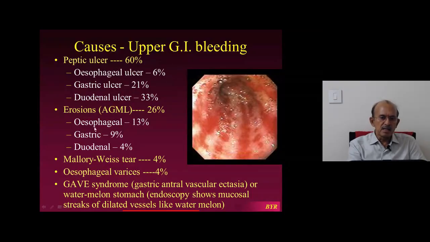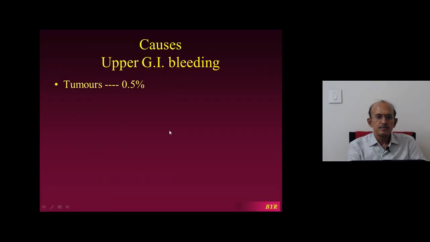If you look at these causes, the commonest cause of upper GI bleeding is peptic ulceration. And in this peptic ulceration, the commonest is from duodenal ulcer. It is not esophageal varices, because many students, when asked the commonest cause of upper GI bleeding, mention esophageal varices. That is incorrect. So the commonest cause is peptic ulcer. Next cause is erosions.